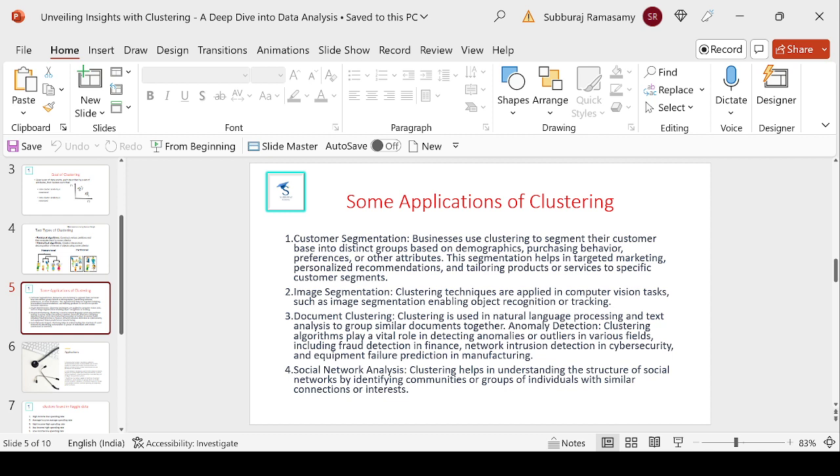You can use clustering also to detect anomalies, like network intrusion detection in cybersecurity and equipment failure prediction in manufacturing, fraud detection in finance. Banks should note it. Carry out clustering often. The fourth is social network analysis. Social network is quite pervasive now. Clustering helps in understanding the structure of social networks by identifying groups of individuals with similar connections or interests or tastes.